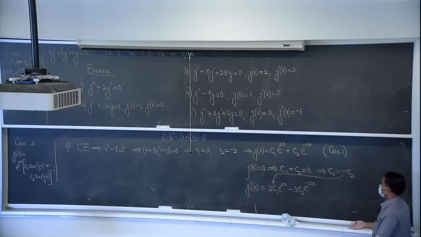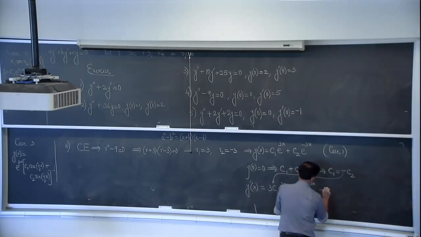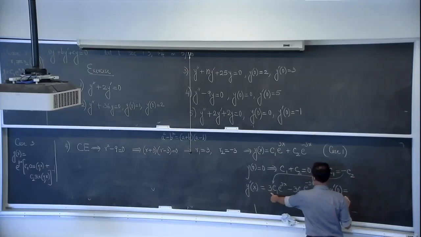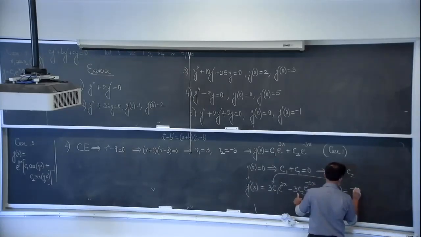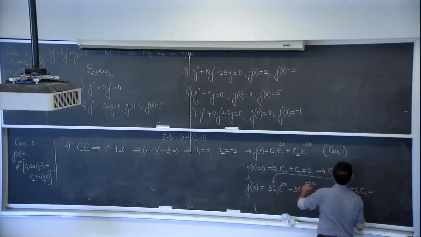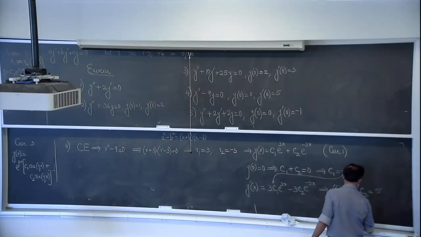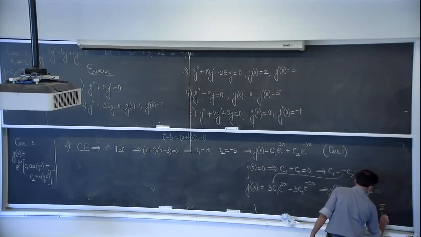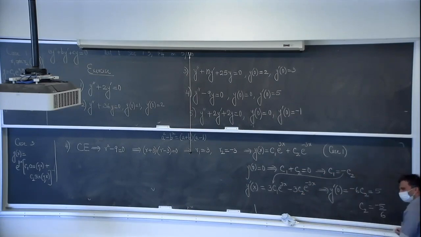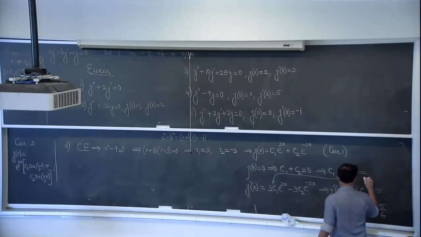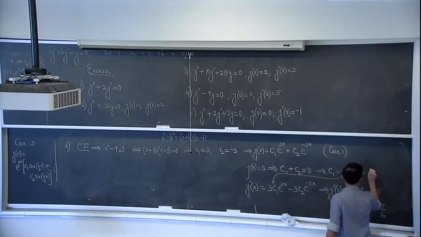And you're plugging in x equal to 0, so y prime of 0 would be negative 3c2 minus 3c2, that's negative 6c2, equal to 5. So c2 is negative 5/6. Can c2 be negative? Of course. And c1 would then be the negative of negative, that's positive 5/6.